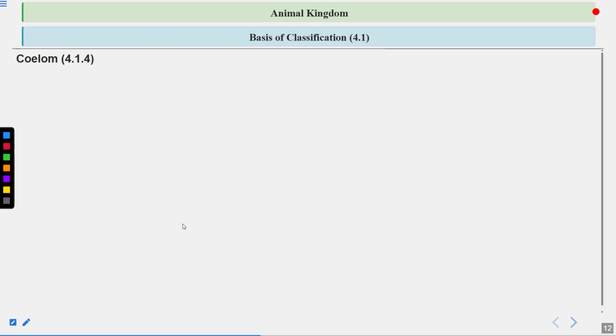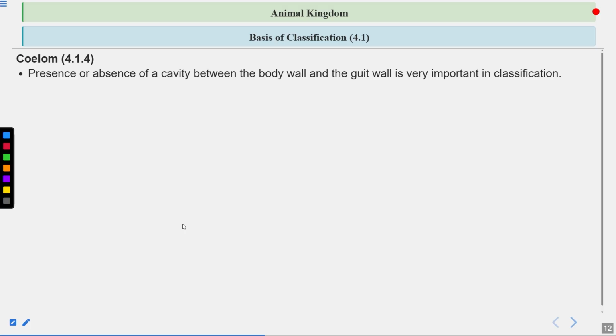Now we will talk about the next fundamental feature, that is coelom, or that is also called the body cavity. Presence or absence of a cavity between the body wall and the gut wall is very important in classification. Presence or the absence of the cavity. If the cavity is present, then it is called coelomate animal. If the cavity is not present, it is called acoelomate animal, right?